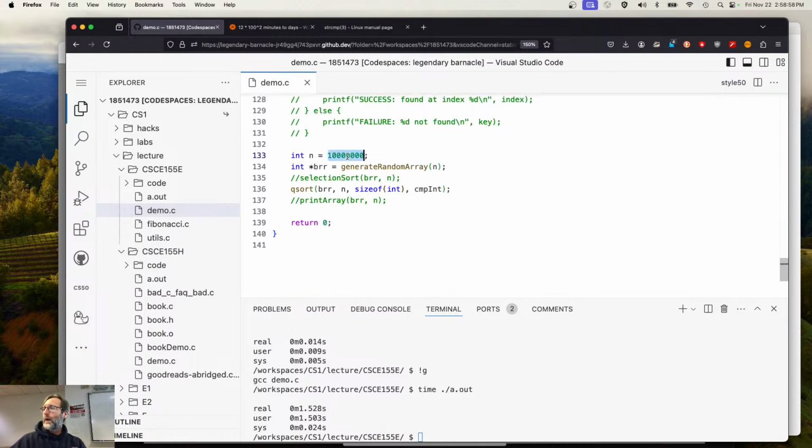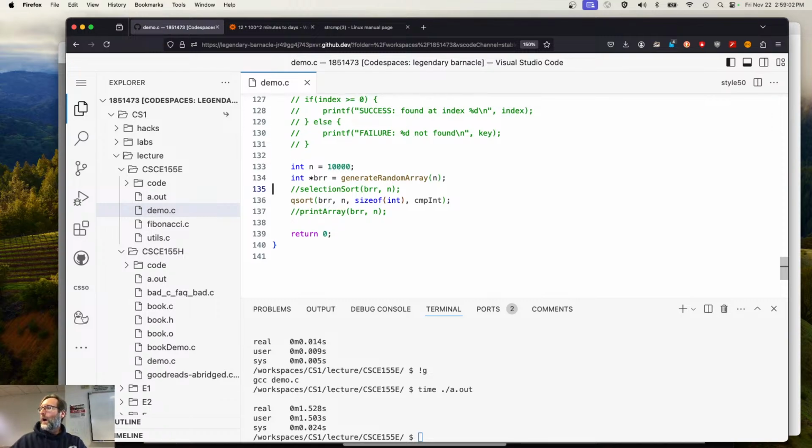Right? Let me go ahead and kick this down to just 10,000 here. No more am I going to write my own sorting algorithms. Selection sort, that's out the window, because I already have something built in for it. But also, I'm no longer going to write my own linear search or B search algorithms.